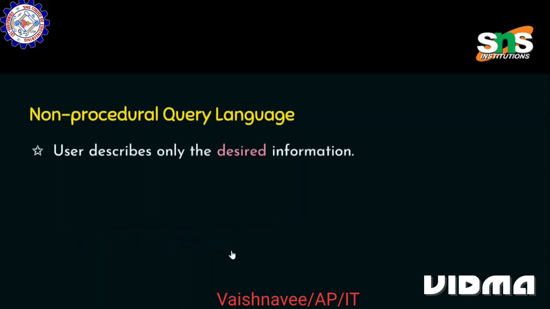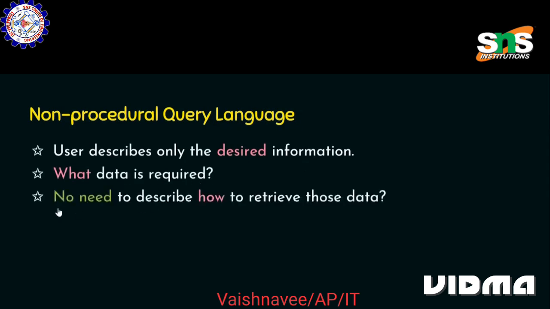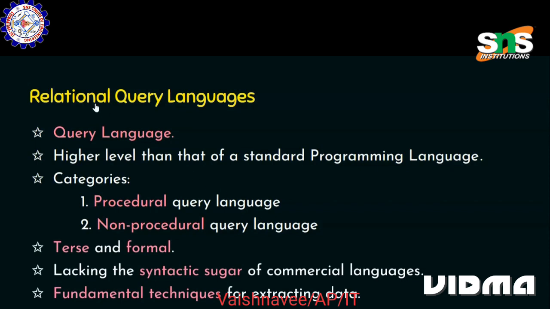In non-procedural query language, the user describes only the desired information. It means we say what data is required, with no need to describe how to retrieve it. If we instruct how to retrieve the data, then it is procedural query language. Non-procedural query language focuses only on what data is required, not on how to retrieve it. This is related to X in the analogy. The example of non-procedural query language is relational calculus, lacking the syntactic rigor of commercial languages and fundamental techniques for extracting data from the database.